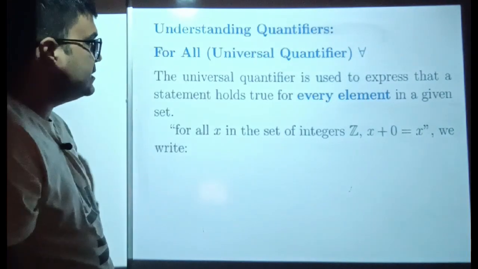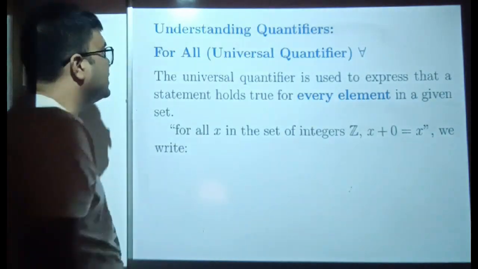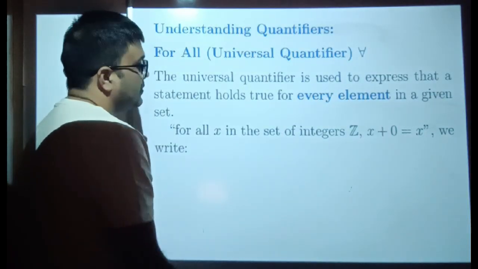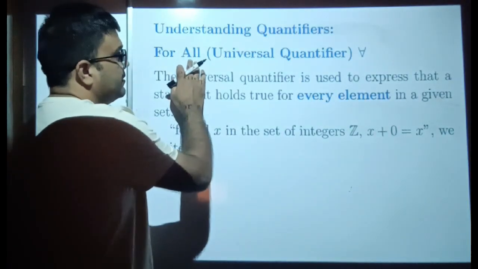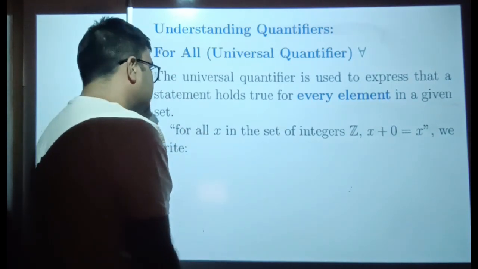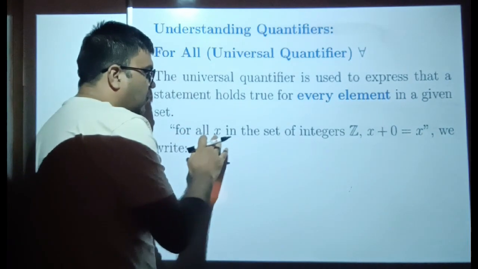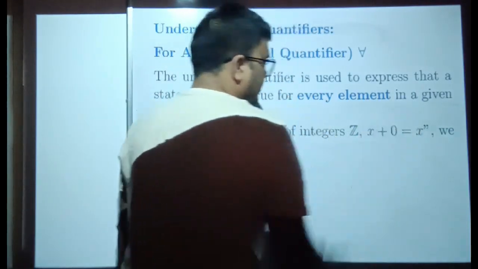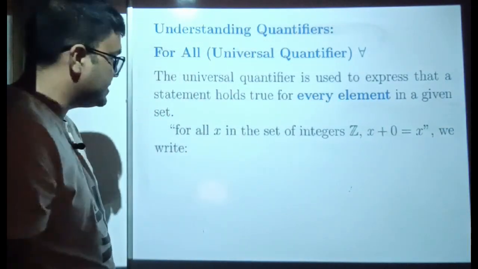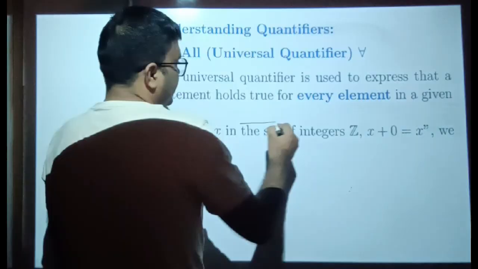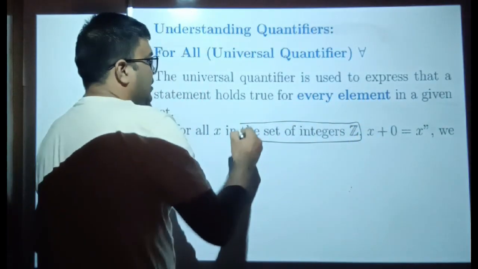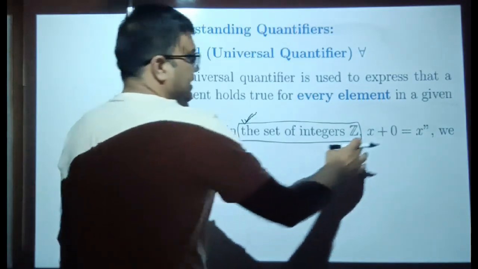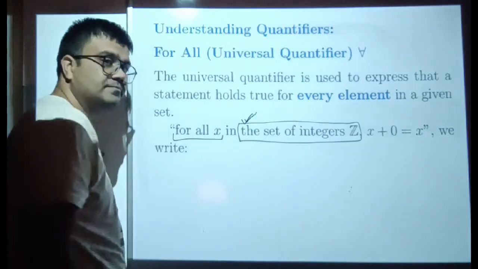So we start this with an understanding of some quantifiers. The first one that we will use in our lectures is the for all quantifier. Suppose we have the statement: for all x in the set of integers Z, x plus 0 is equal to x. It means that for every integer x in Z, x plus 0 is x.